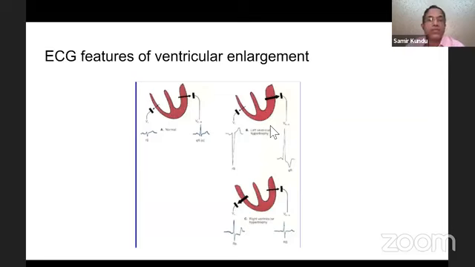ECG features of ventricular enlargement. This is the normal right ventricle and left ventricle. In ventricular hypertrophy, we search for left ventricular hypertrophy: a tall R wave in the left precordial leads, especially V5 and V6, and a deep S wave in the right precordial leads, V1 and V2. In right ventricular hypertrophy, this is the mirror image, just opposite: we search for a tall R wave in the right precordial leads and a deep S wave in the left precordial leads.